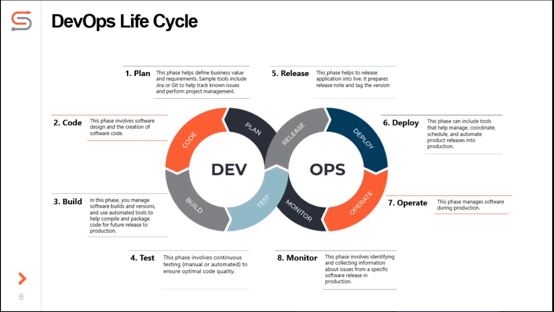Once you have a successful test phase, then it's time to release the application. And then deploy. These tools can help manage, coordinate, schedule, and automate product releases into production. And then operate on the code. Then we will monitor the performance of the application as per the requirements and keep a note on the performance of the application. And in this way, the life cycle of the DevOps continues on as we manage this entire process.